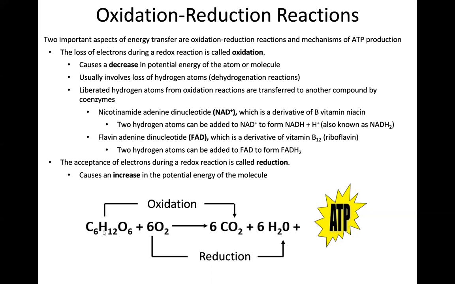We essentially strip it of a lot of its electrons, not all of them, but many of them, to the point where we're left with carbon dioxide, CO2. And that's the carbon dioxide that we then have to exhale, as we've been talking here lately. And in this process of oxidation, it causes a decrease in potential energy of that atom or molecule. So we essentially steal a lot of the energy from glucose. And that energy's got to go somewhere. That's where this is formed.